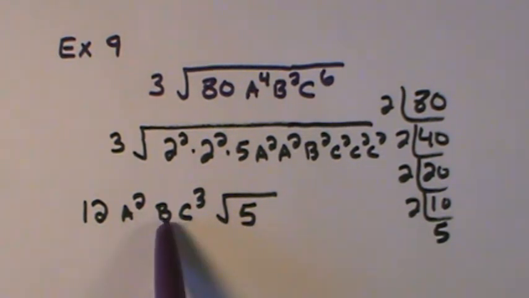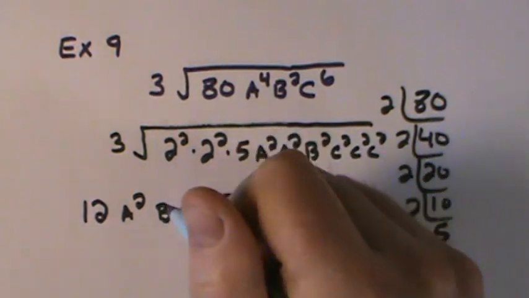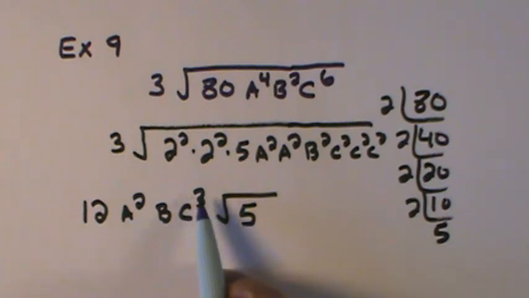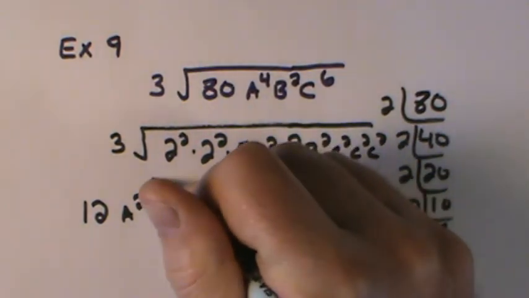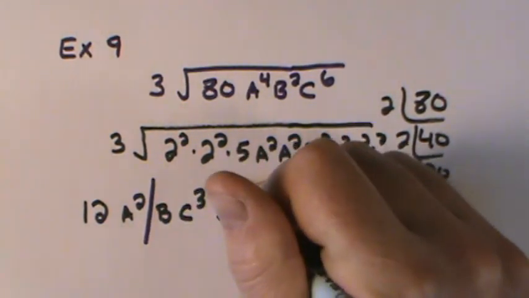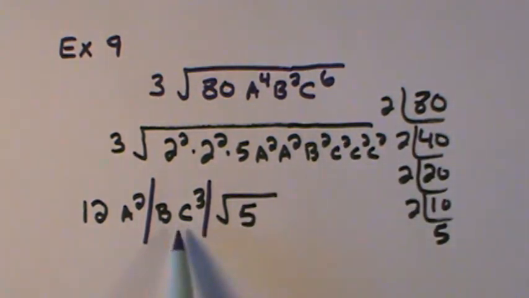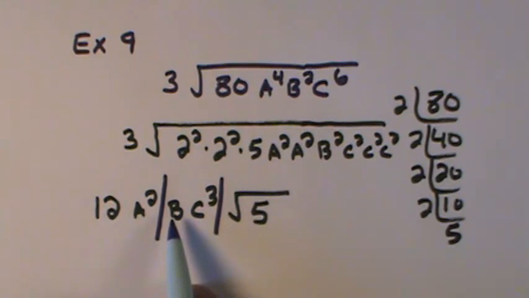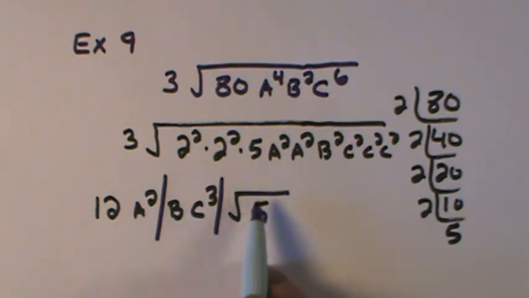But this B here, this could be an angry one. It's raised to the first power. This C was raised to the 3rd. It could be angry. So we ensure that they're happy. We basically parole them and say, you will be watched. Make sure you're happy. And so we get 12 A squared B C cubed radical 5. That would be your principal root. That would be your final answer. Now we have 9 examples on how to simplify radicals.